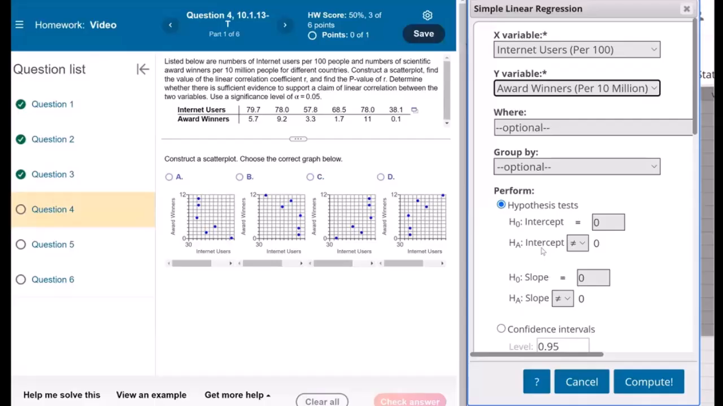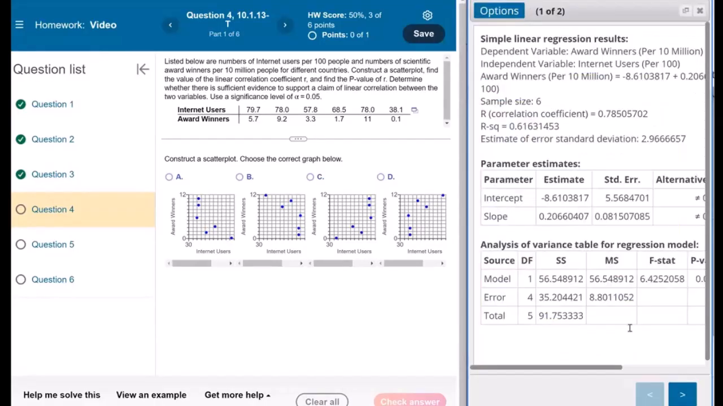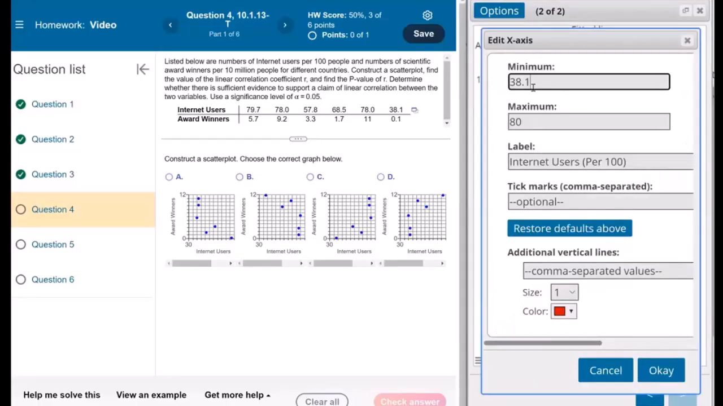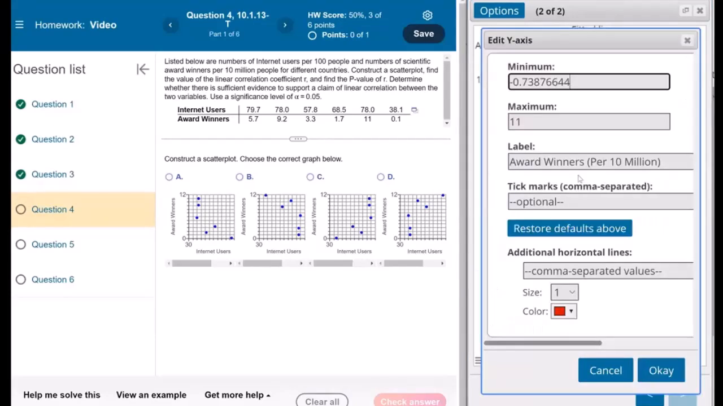This is our hypothesis test. Everything here looks good. Let's look at our scatter plot. Let's change our x-axis, going from 30 to 80, and our y values are going from 0 to 12.